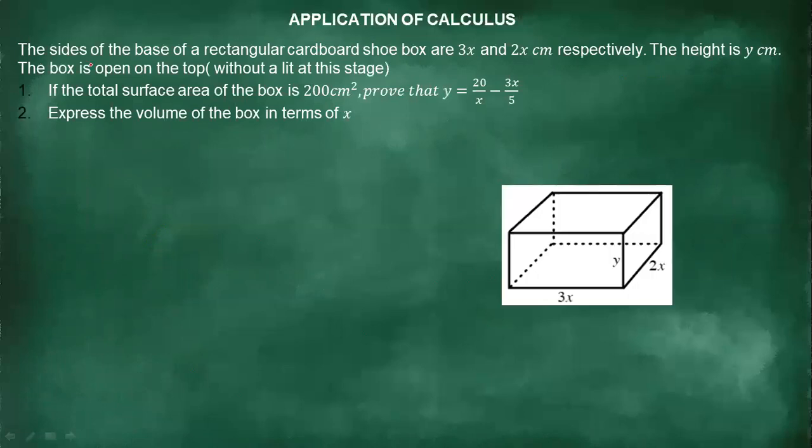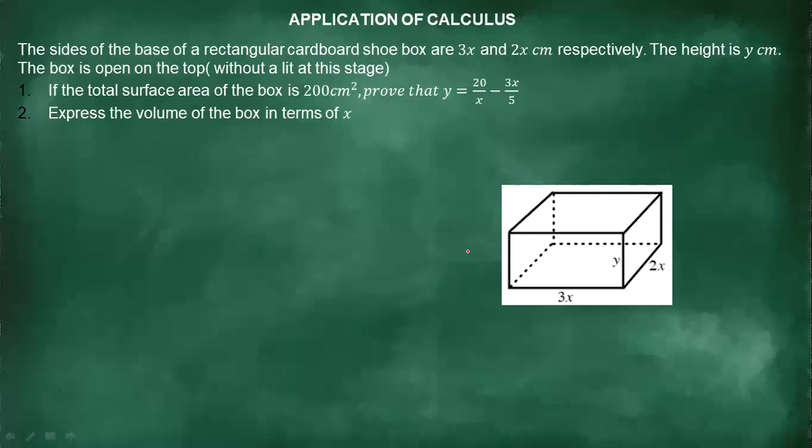The sides of the base of the rectangular cardboard shoe box are 3x and 2x centimeters respectively. The height is y centimeters. The box is open on the top without the lid at this stage. You can see this box, it's open up there. There's nothing up there. Then you'll see how we're going to calculate for that.